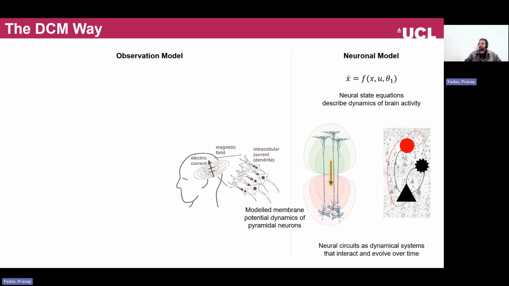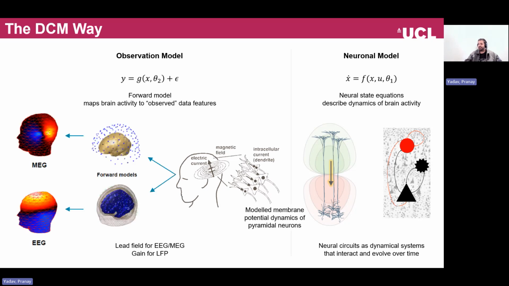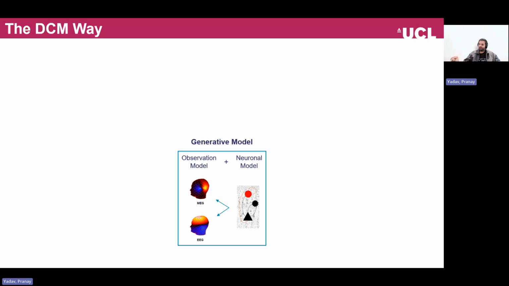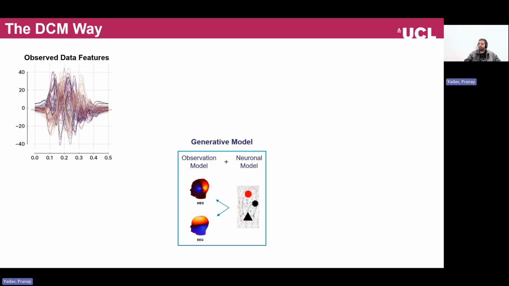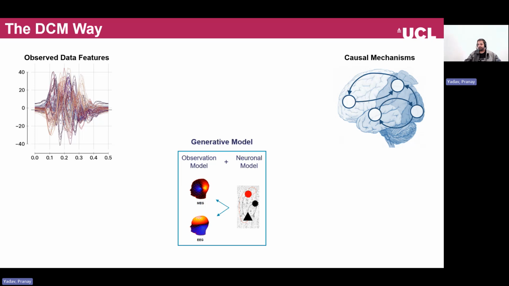The observation model takes this activity and maps it to the observations at our sensors. Now, in the case of EEG or MEG, this forward model is the lead field. For LFP, it could be something as simple as a scalar gain function. So the generative model in DCM, comprising these two subcomponents, offers a way to link observed data features with hypothesized mechanisms.